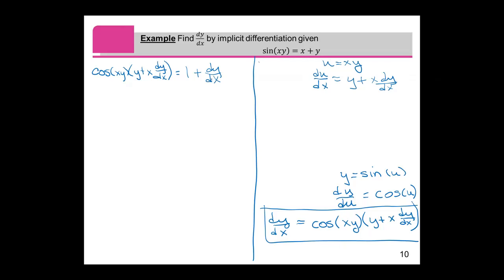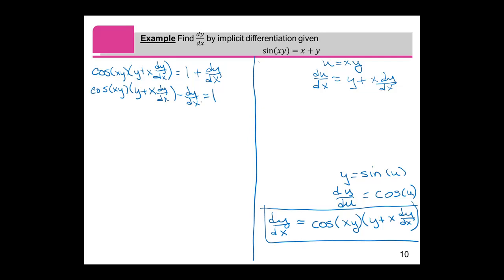Very good. I think you guys are getting this. Okay. Now what? So we have dy over dx on that side. Can we subtract that dy dx to the other side? On the right side. Sure. So I have cosine of xy times y plus x dy dx minus dy dx equals 1. That's what you meant, right?